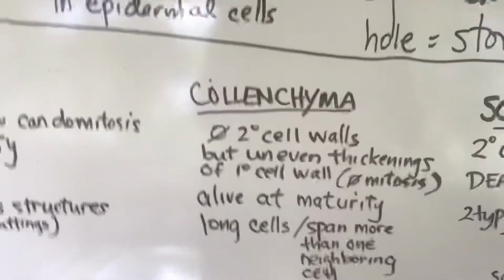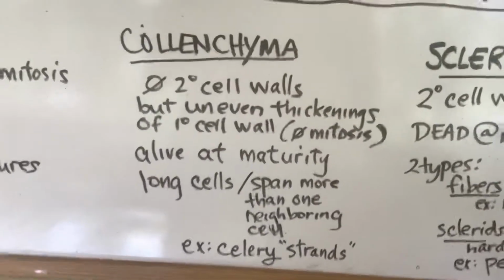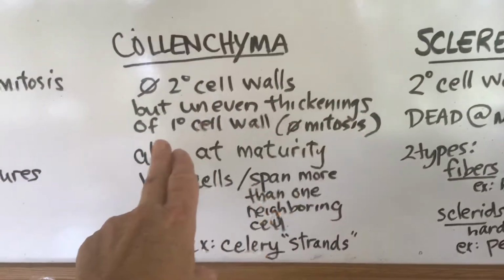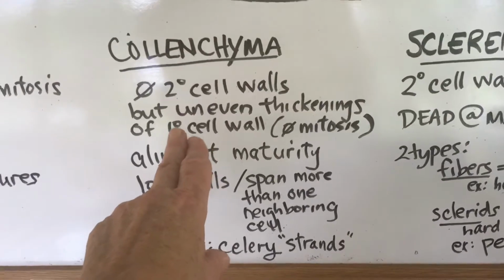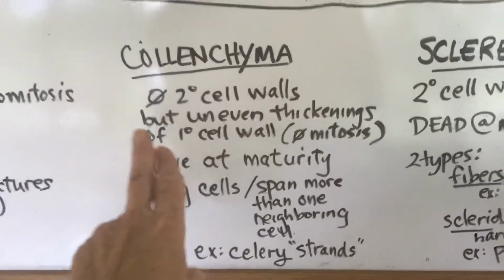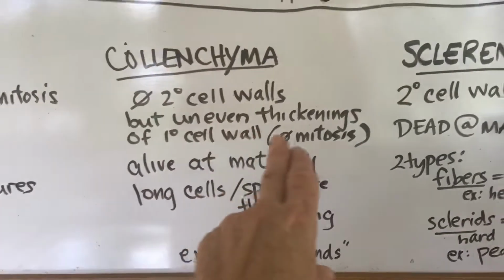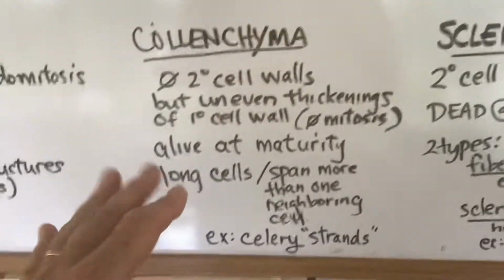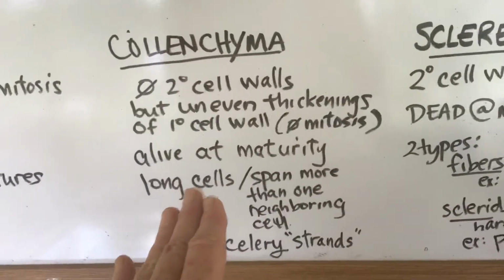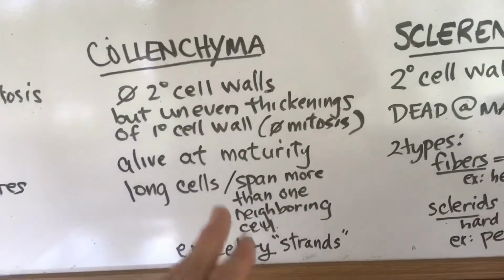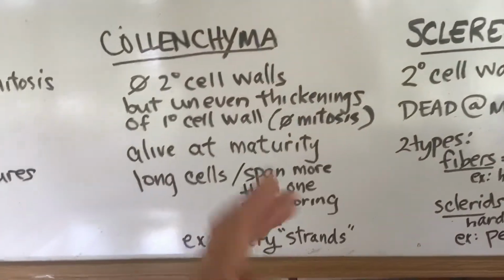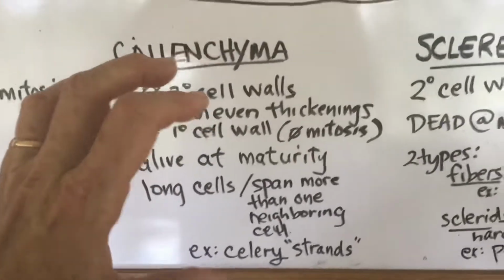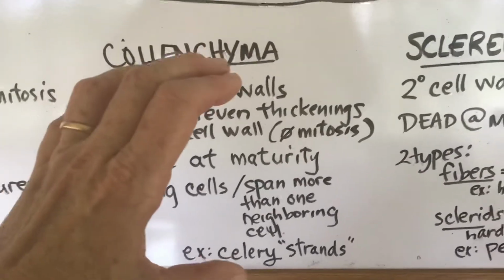Collenchyma are another type of ground tissue. These are cells that also don't have secondary cell walls, but they have uneven cell wall thickening. So if you look at it, it looks like they have secondary cell walls, but they don't. But because of this uneven thickening, they don't generally do mitosis. They are, however, alive at maturity, and they're very long cells longitudinally. So what happens is they span more than one of the neighboring cells in a long axis of the plant. And this makes them like supportive structures.